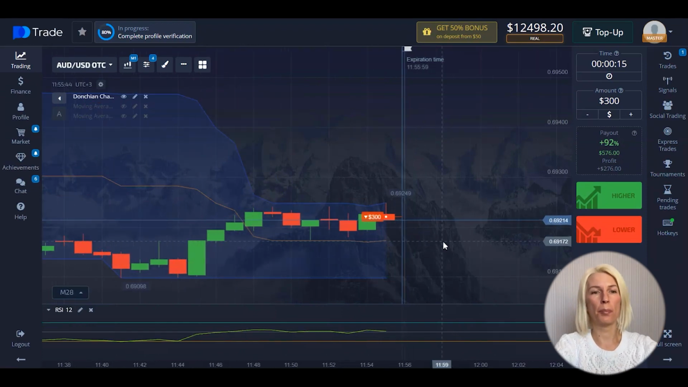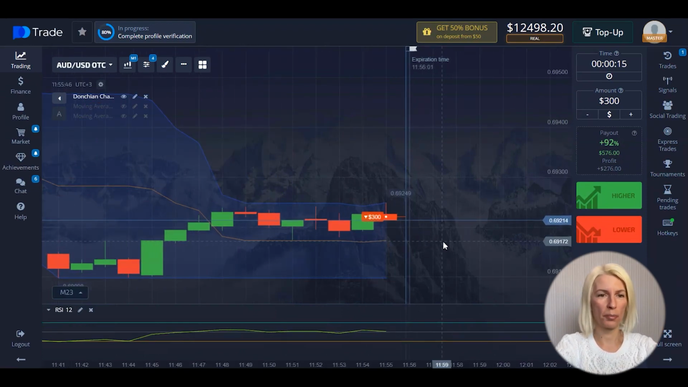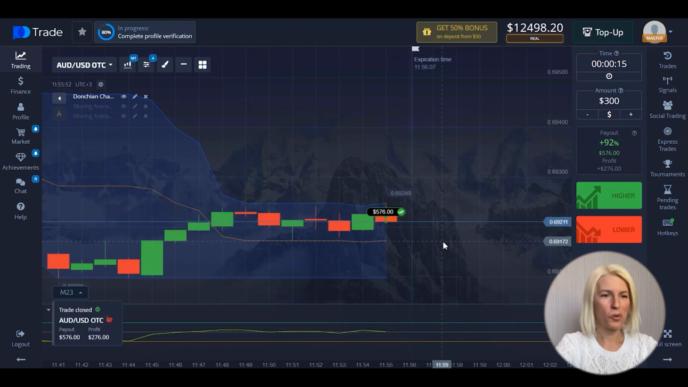And what we see is that the price change is minimal. The price went down a few pips as if frozen. It's amazing. I did it again.